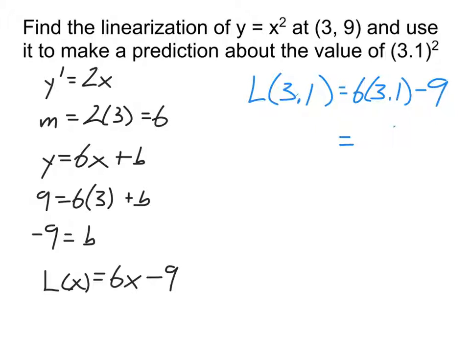Why did I do it the other way? Because that's where we're going to be headed today, and something else that we're going to be heading into. And so this 6 times 3.1, that'd be 18.6. 18.6 minus 9 is 9.6.